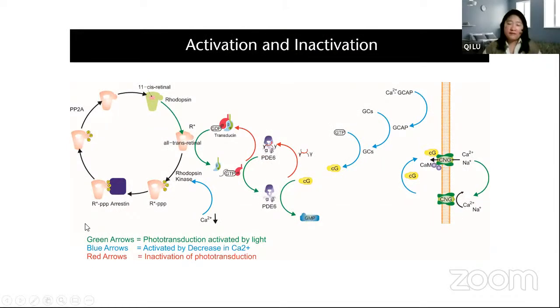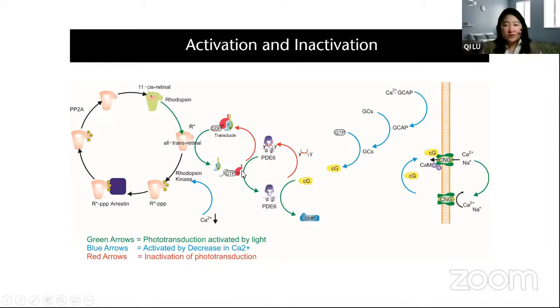So for the activation and the inactivation, there's several cycles. The cycle of the rhodopsin is that it catches a photon, then is phosphorylated, caught by arrestin, then goes back to the resting state.